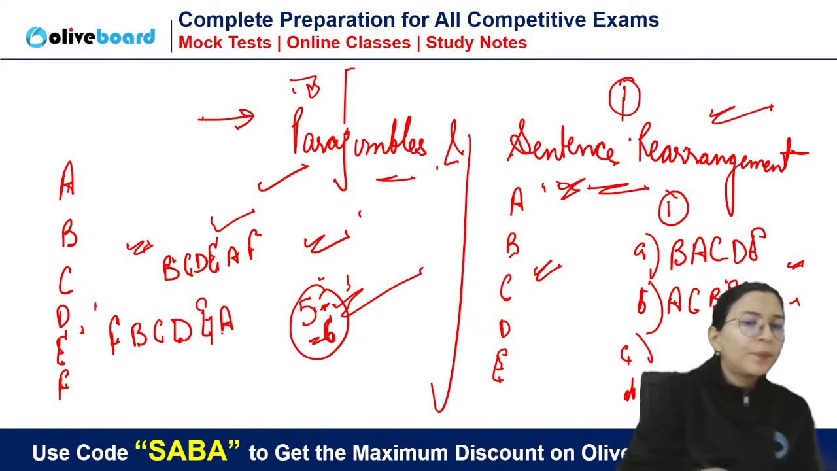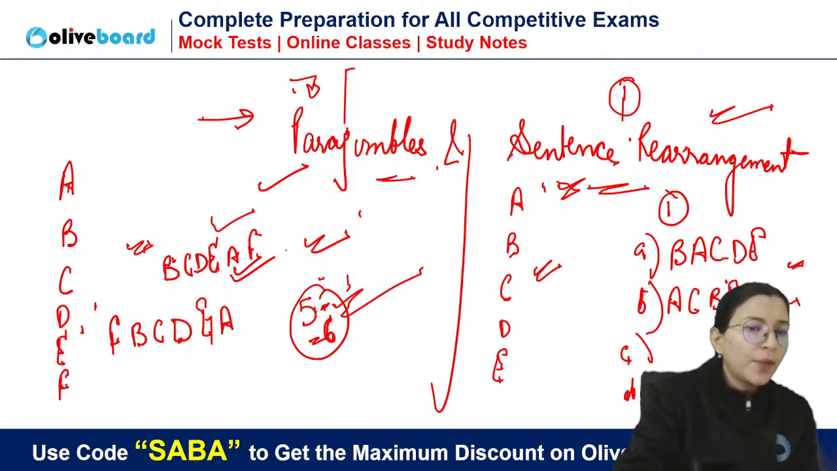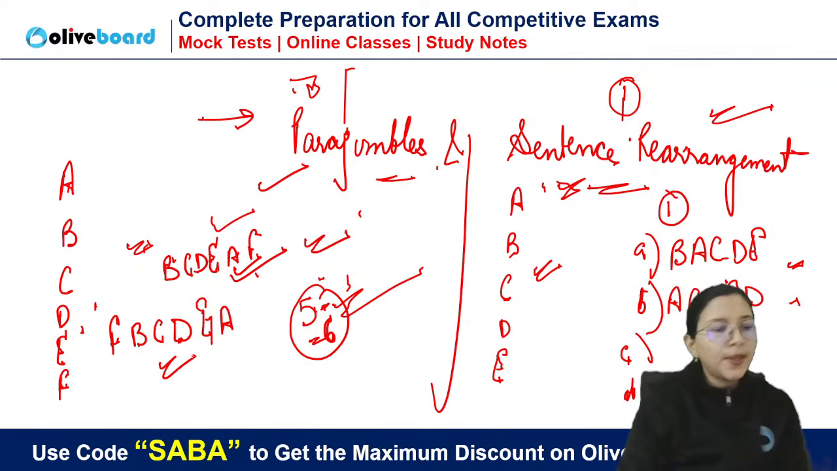How many marks will you get? Tell me. This should have been the correct arrangement. But rather, what did you do? You arranged it F, B, C, D, E, A. How many marks will you get?